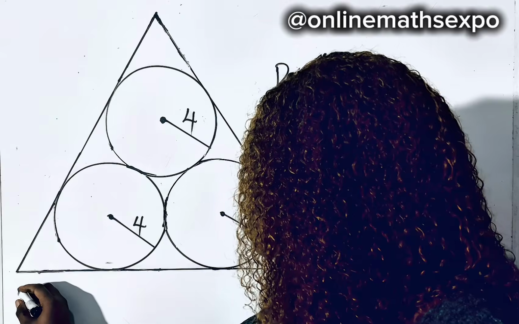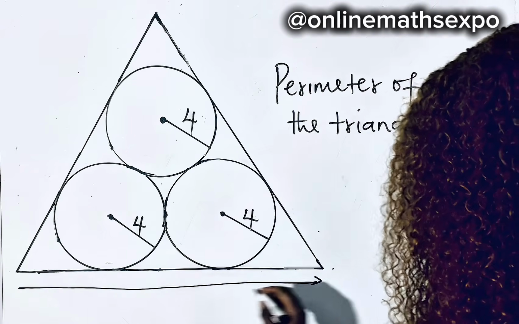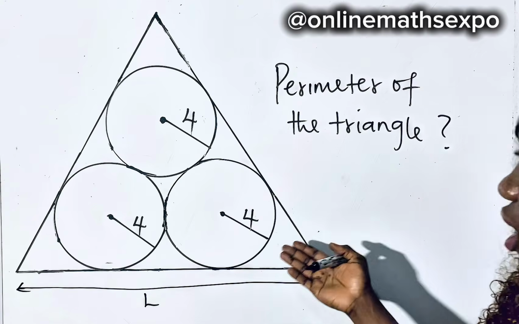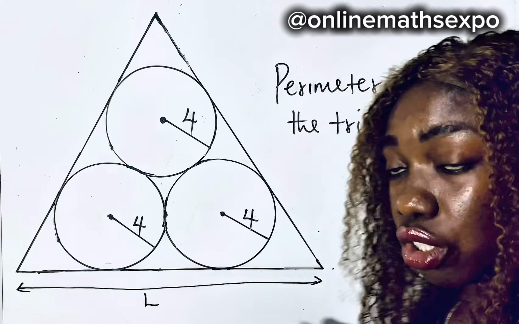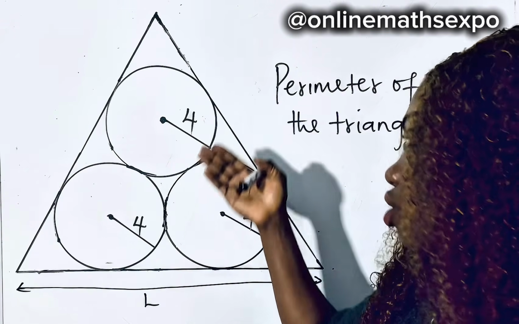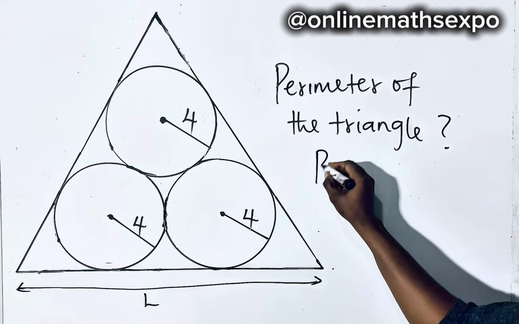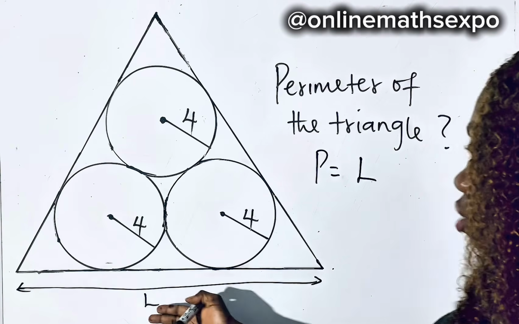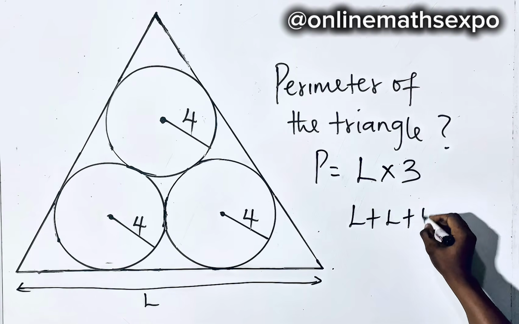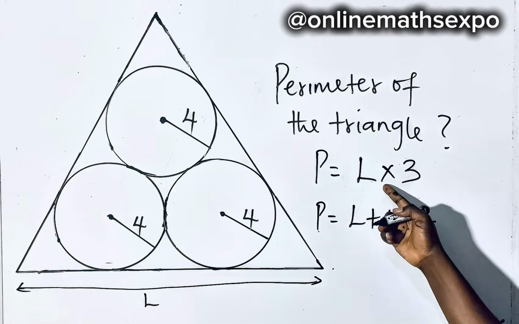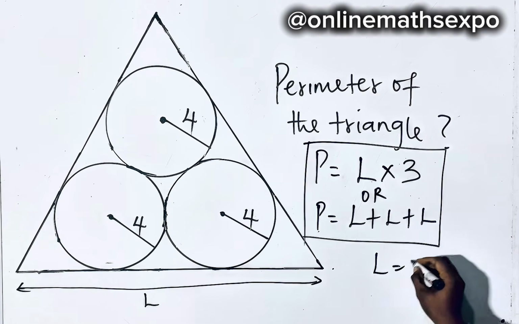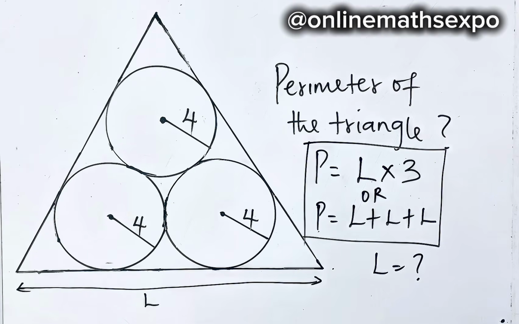Let's use L to measure the length of this triangle. Remember, the three sides are equal because it's an equilateral. So when you find this length, it is the same as this, and also the same as this. So the perimeter is simply the length multiplied by 3, which is the same thing as saying length plus length plus length. Either you do this or you do this, whichever one. But the question is, how do we find the length of this triangle? Let me take you through it step by step.